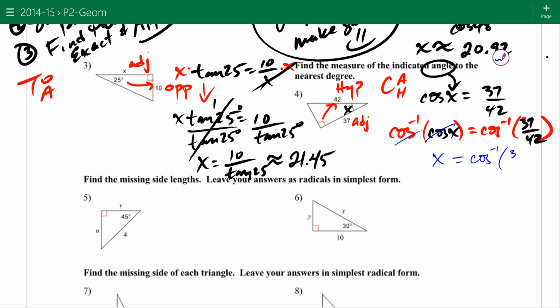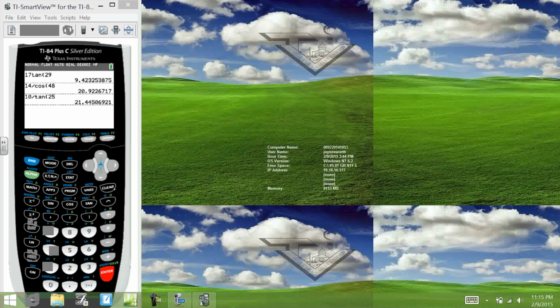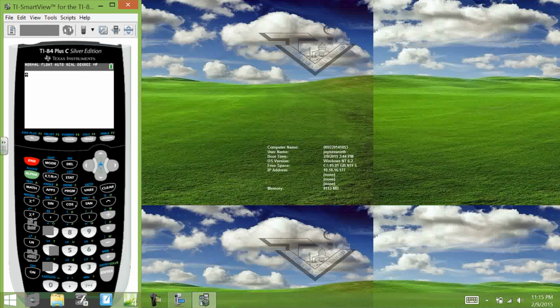And it's an angle, right? So what would x be? Well, let's figure it out. I'm going to use second cosine to get the inverse, right? Look at the notation right there. It looks exactly like what we're dealing with here. 37 divided by 42. Hopefully that's right. Let me check. It's about 28.24.